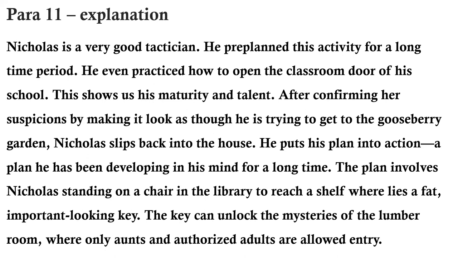Nicholas is a very good tactician. Tactician: a good planner, executor. He planned everything quite well. He pre-planned this activity for a long time. This is a comparison with the aunt. Can you get that? Comparison. So H.H. Munro is comparing the aunt and Nicholas.